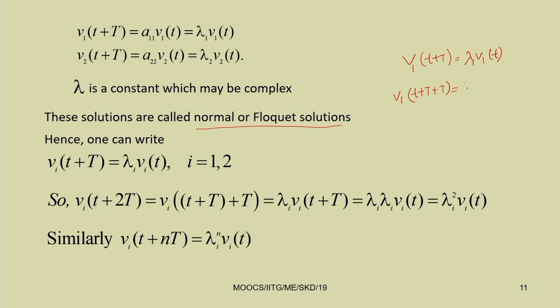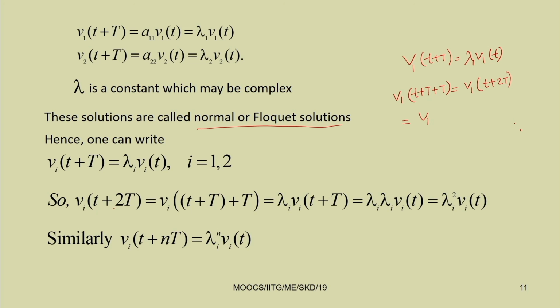So, this is nothing but V_i(t + 2T). In that case what will I write? This can be written as V_1(t + T + T). As you already know, V_1(t + T) equals lambda_1 V_1(t). So for the first case it will be lambda_1 V_1(t), and then again you have to multiply.